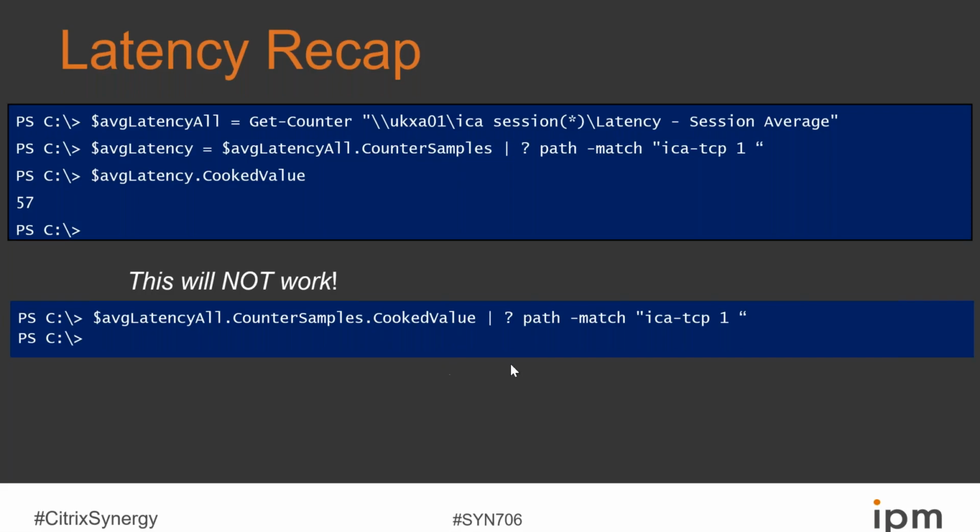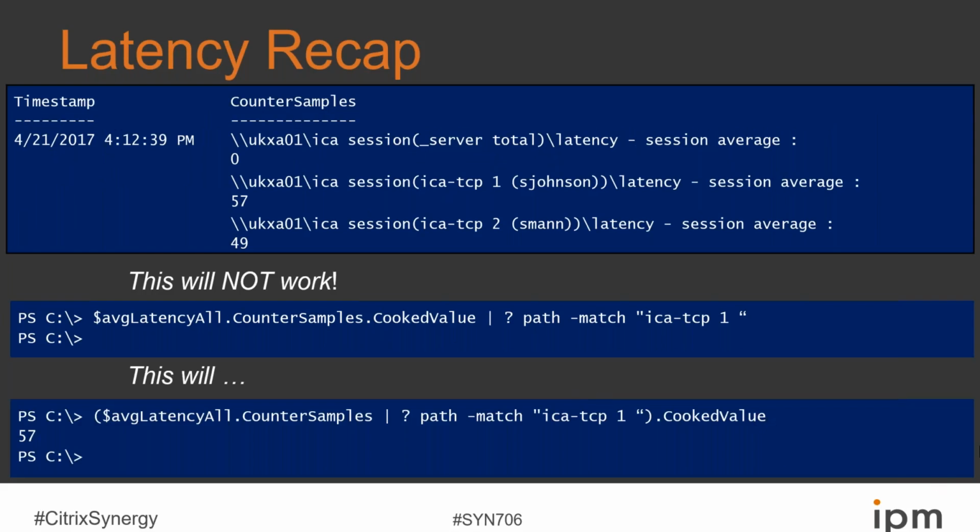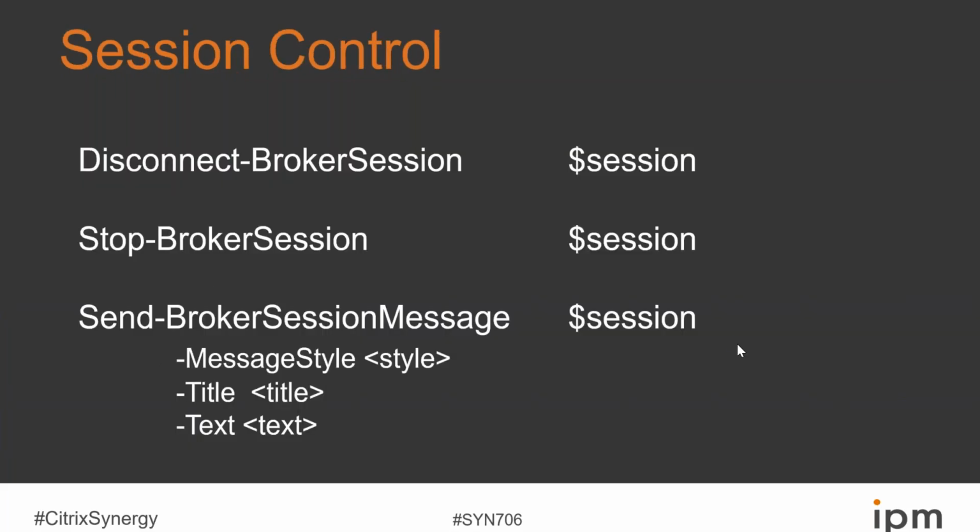If you wanted to make a more shortened version, you would need to issue this call, where you put parentheses around the matching, which basically says I want to match first on the user session name, and after you do the matching, then select the cooked value, and then you'll get the correct value.